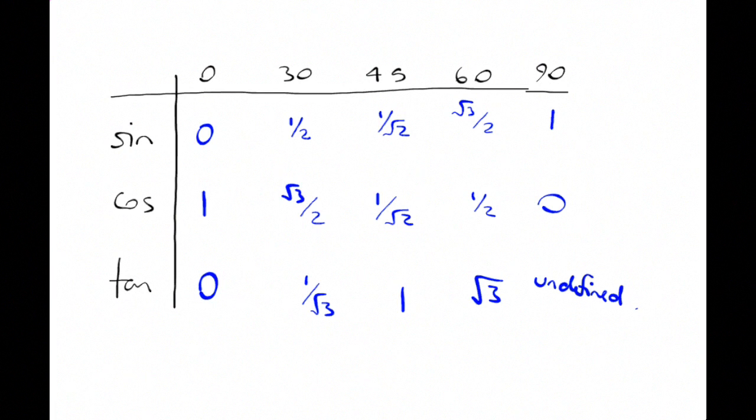And again with the tan of 30, 1 over root 3, some people like to write root 3 over 3. Not for me.